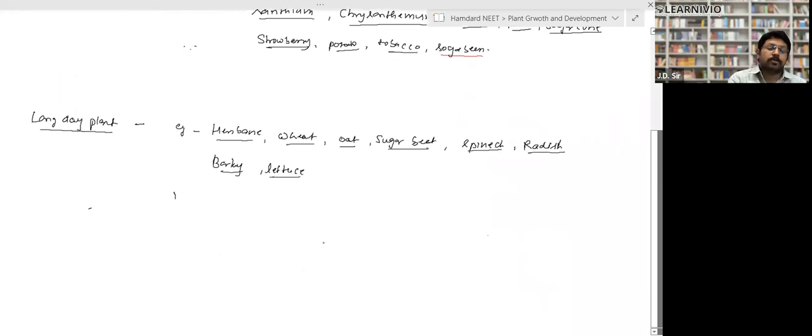Last one, day neutral plant. Please note it down. Day neutral plants flower throughout the year. Example, tomato, pepper, cucumber, etc.